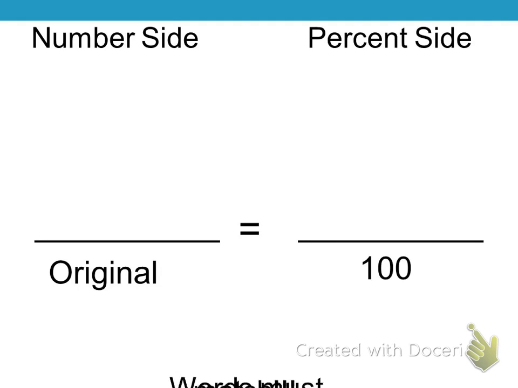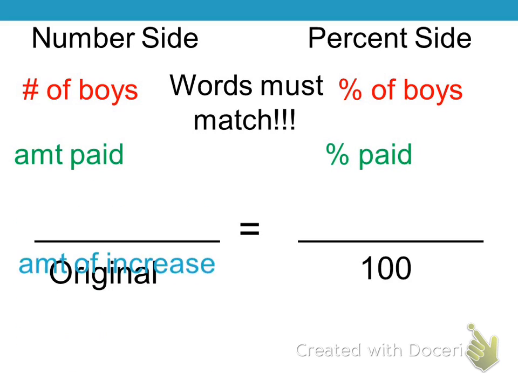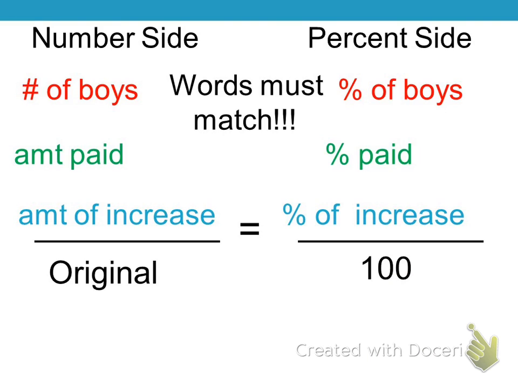So there is another way to set these up, and it's to use this. I always say it's the is over of equals percent over 100, or the part over whole equals percent over 100. The tricky thing is similar to what we were doing yesterday where we would put liters over kilometers or gallons over miles or flour pounds over cookies baked or whatever. It's the same thing here.